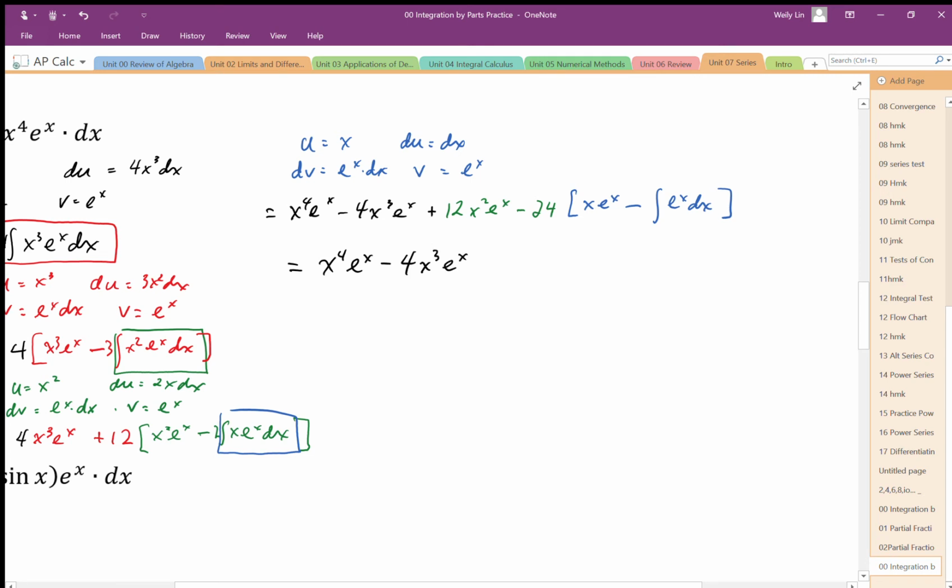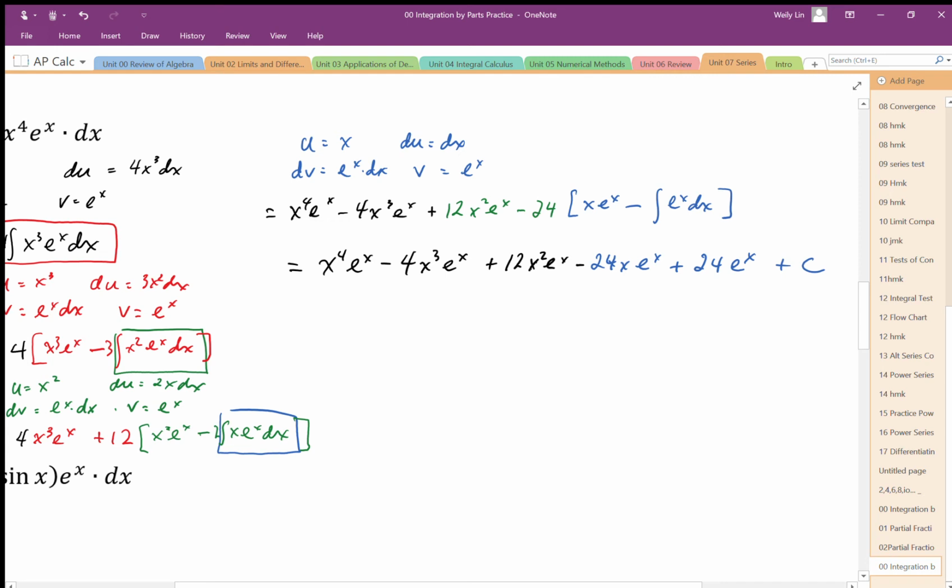Okay, so I've done this in colors to kind of help. If there are multiple steps, we probably want to learn a technique called tabular integration, which takes advantage of the patterning that's evolving here. So plus 12x squared e to the x minus 24x e to the x plus 24, and then the integral of e to the x is going to be e to the x. Make sure we put a plus c in there, and there it is.